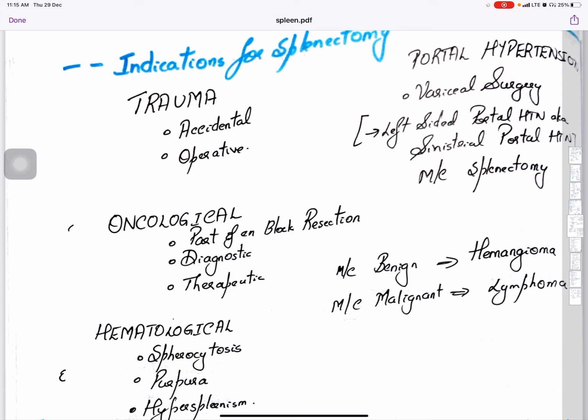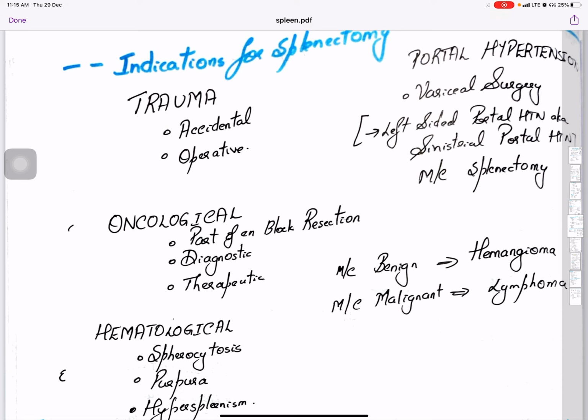If you get a question on indications of splenectomy, just remember the headings of this one: HOT, that is hematological, oncological, trauma, storage, infection, hypertension. In H for hematological, we have ITP, hereditary spherocytosis, autoimmune hemolytic anemia, sickle cell disease, and thalassemia. Okay, hemat over.